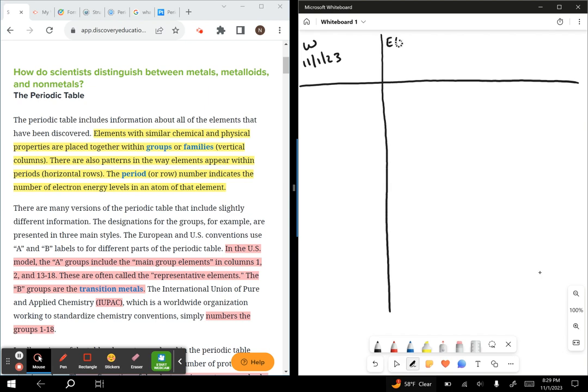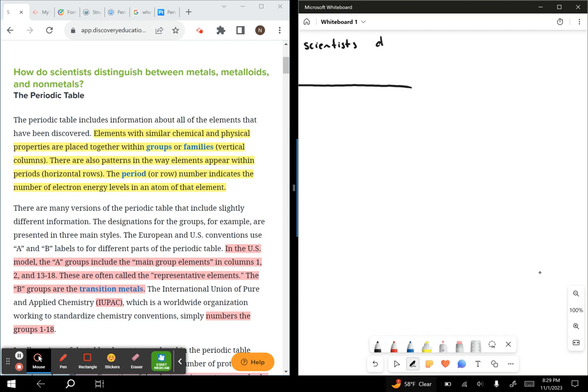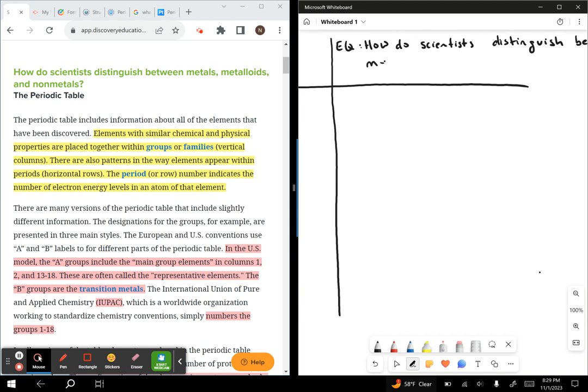Our essential question: how do scientists distinguish between metals, metalloids, something halfway between metals and nonmetals, and of course, nonmetals? Okay, and Roman numeral 1, we start with the periodic table.